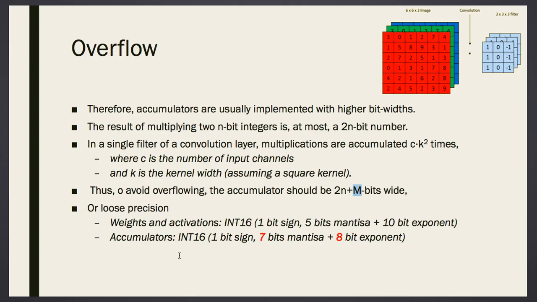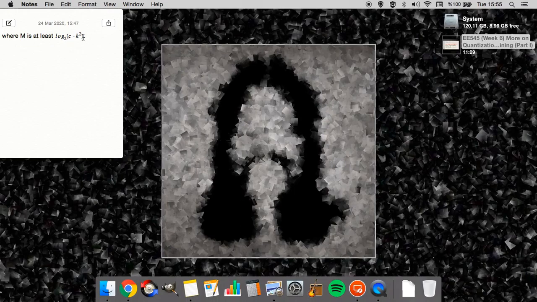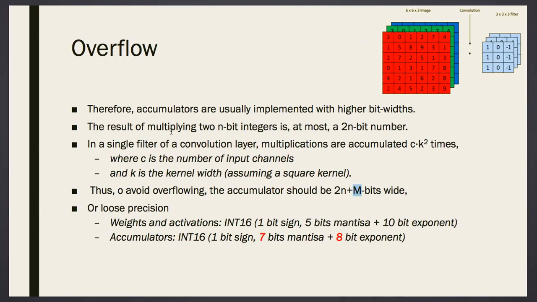Okay, so in a single filter of a convolutional layer, the accumulated multiplications number c times k squared, where c is the number of input channels, the depth of the input, and k is the kernel width. I'm assuming that it's a square kernel, so it's k squared. So to avoid overflow, your accumulator should be of size 2n plus m, where m is, as I noted here, at least this value. So you have to increase your precision.